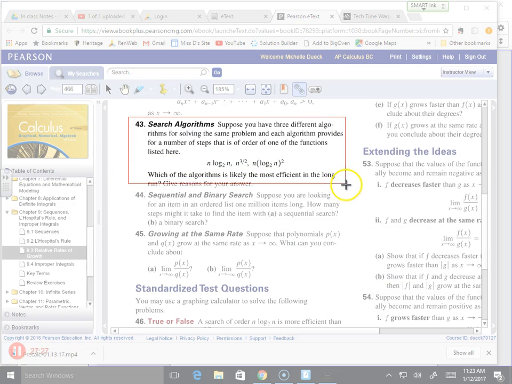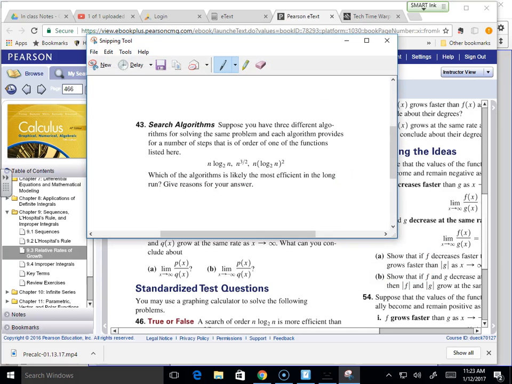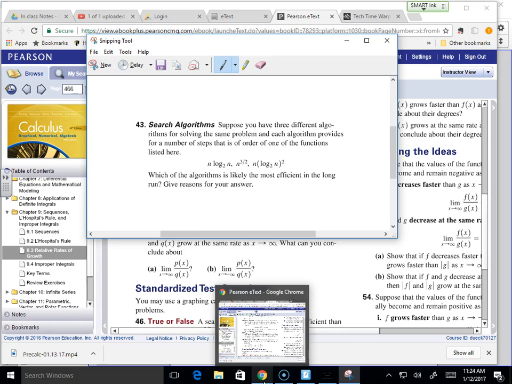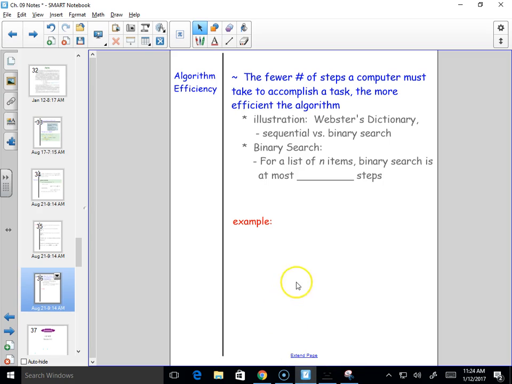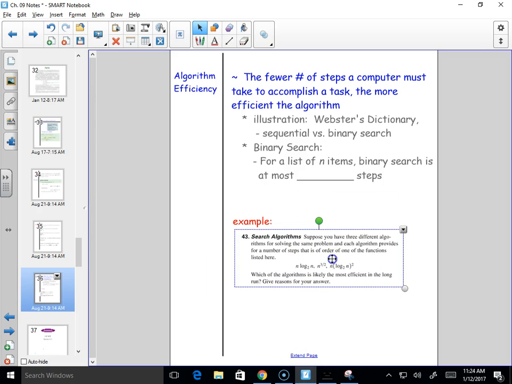Okay, search algorithms. Suppose you have 3 different algorithms for solving the same problem. Each algorithm provides for a number of steps that is of the order of the following functions. Which of the algorithms is likely the most efficient in the long run, which means this is like the worst case scenario, right? Log base 2 of n was the worst case, at most how many steps, which we want to minimize in order to have a more efficient algorithm. So which of these is the most efficient algorithm? I'm going to go place it where it's supposed to be. There it is.